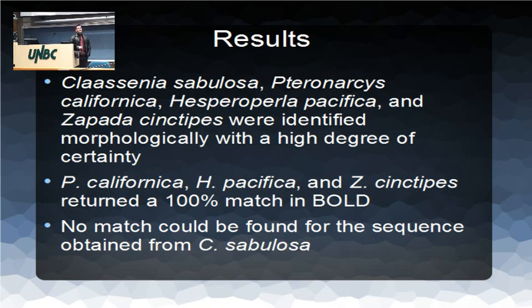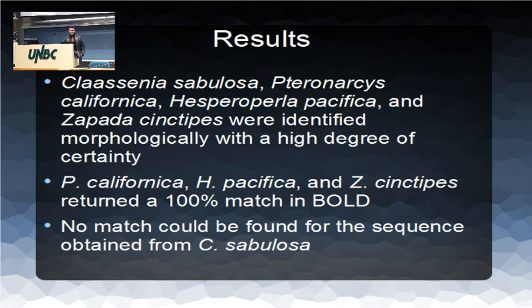For the results, the 4 species that I was able to identify with a high degree of certainty were Claassenia sabulosa, Pteronarcys californica, Hesperoperla pacifica, and Zapada cinctipes. 3 of them, californica, pacifica, cinctipes, gave me a 100% match in BOLD. I was thinking, yeah, this is great, this technique's working. Threw in Claassenia sabulosa, no match. I wasn't sure what was going on.